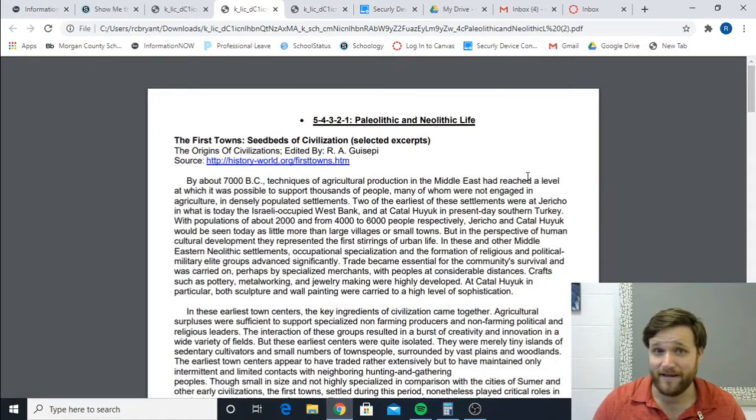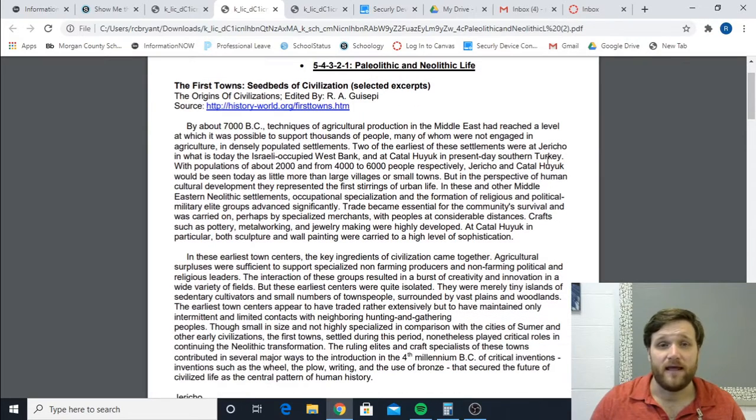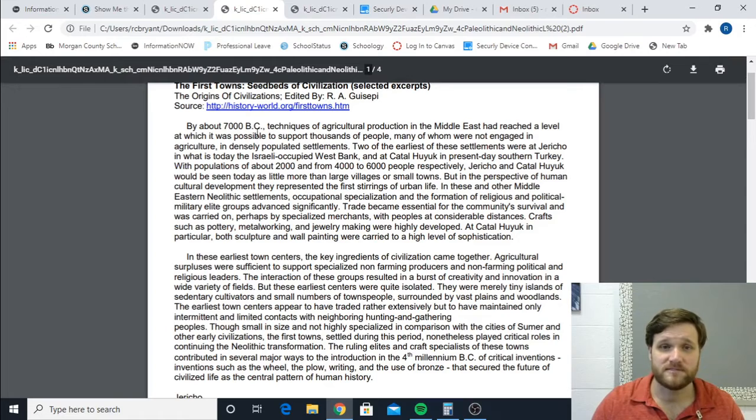Okay, so for right now, we got one more 5, 4, 3, 2, 1 that we're going to be taking a look at. And this is early civilization. This is when we start to see agriculture start to influence people founding areas to live in. And the first two that we're going to look at is two of the earliest. And you can see right here, this is around 7000 BC in the Middle East.